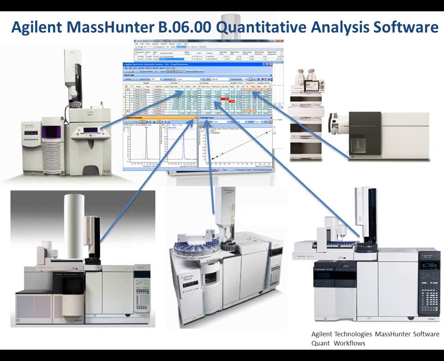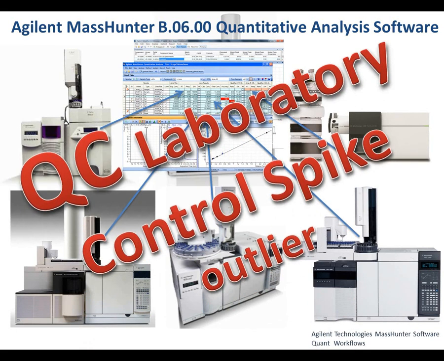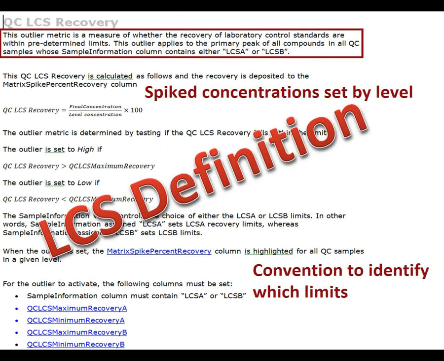Let me introduce you to a new outlier, the QC Laboratory Control Spike outlier, often abbreviated LCS, which is common in environmental procedures. The QC LCS outlier is a recovery quality metric, and it works in a similar manner to matrix spike, except matrix spike is spiked in the actual sample matrix, whereas an LCS is spiked in a clean matrix.